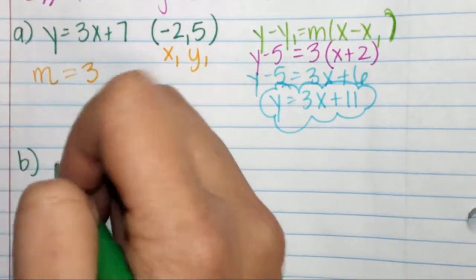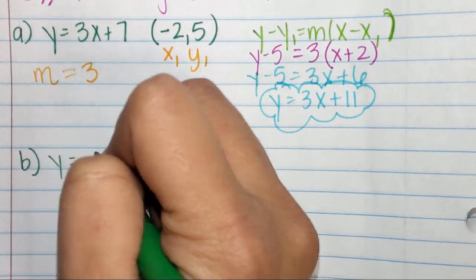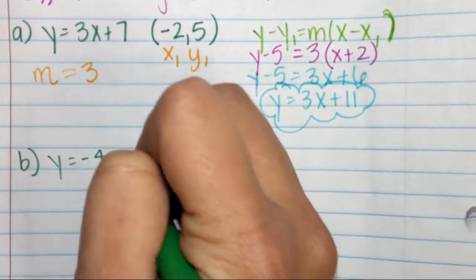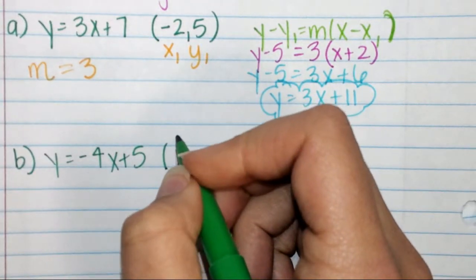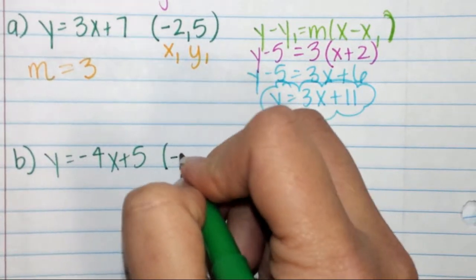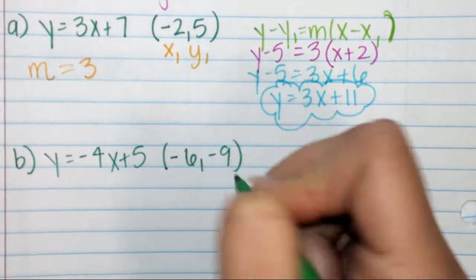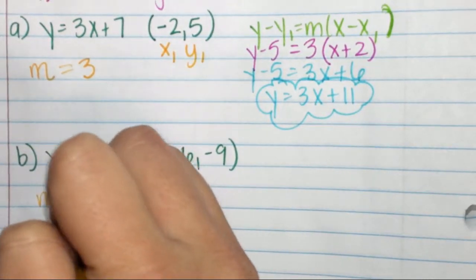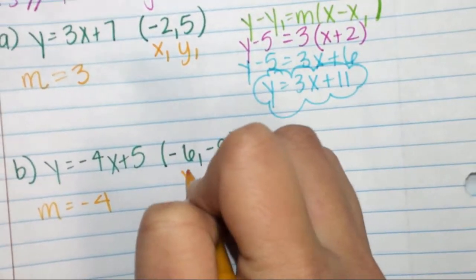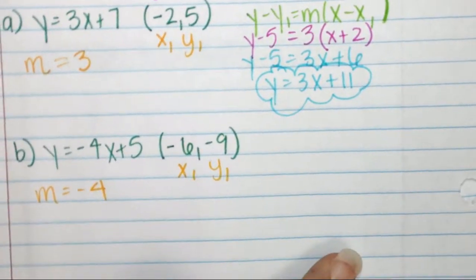Alright, y equals negative 4x plus 5, and our point is negative 6, negative 9. We're going to do it together. If you can work ahead, work ahead. Alright, so our slope is negative 4, and I give us a point. So what form are we going to plug it into?